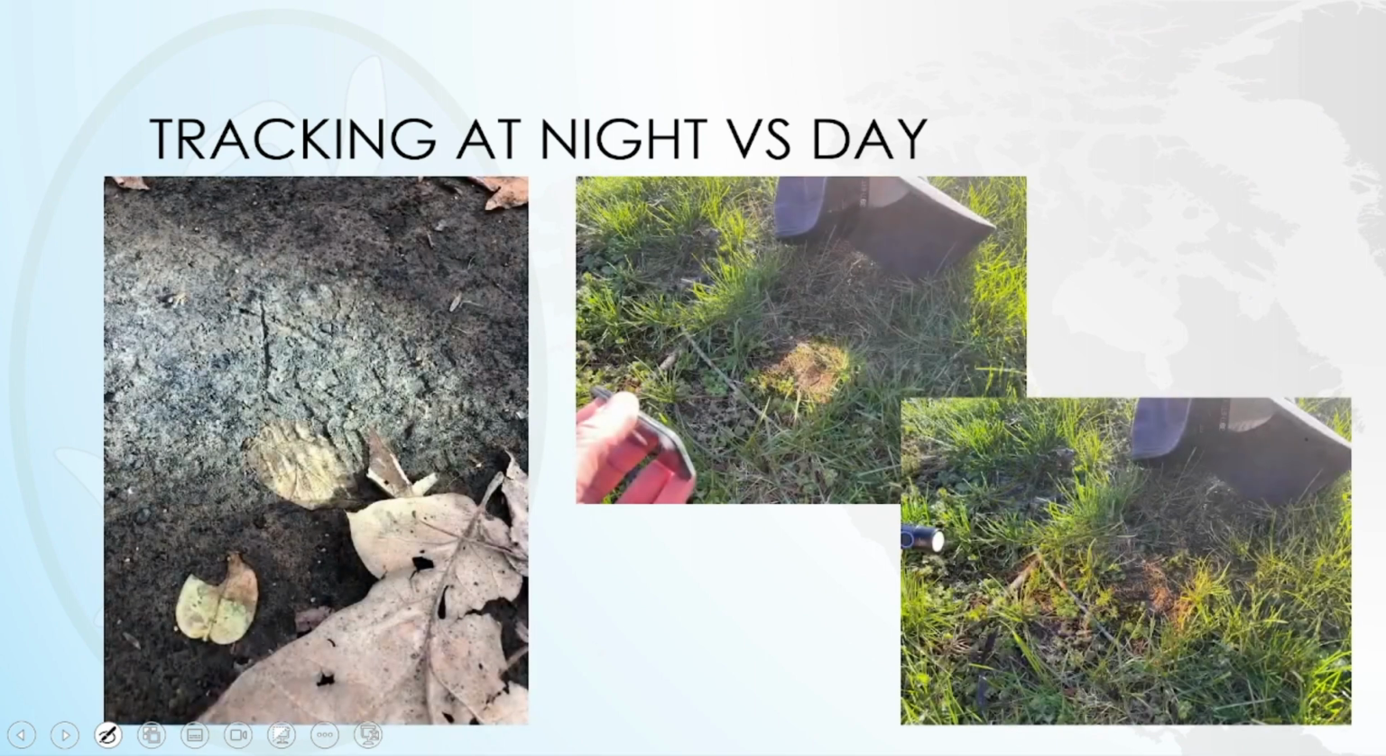So in terms of tracking at night versus the day, I showed this on the photos earlier. At nighttime, what you're wanting to do is you're not wanting to hold the flashlight and cast a beam straight overhead on a track. What we're trying to do is cast the light at a low angle. We're trying to hold that light source at a low angle and study the track with the light coming across the track. That's how we see the shadows.